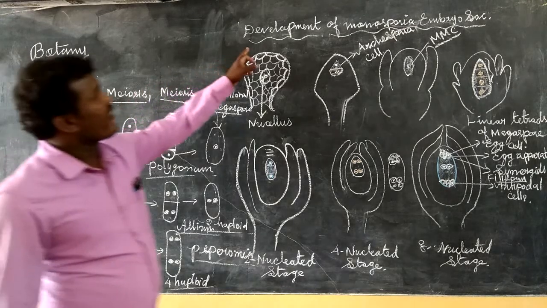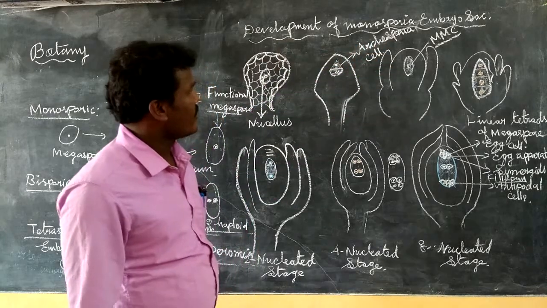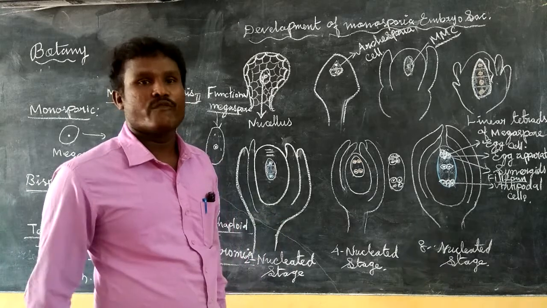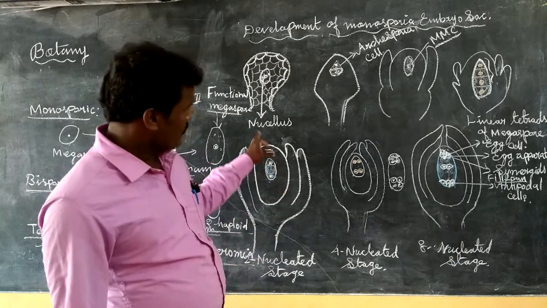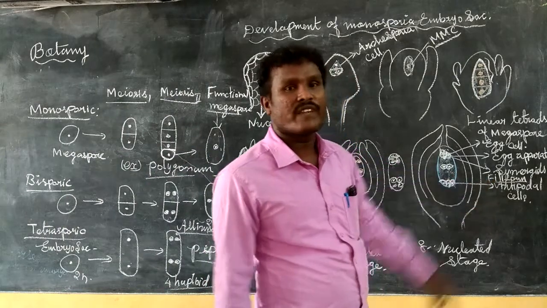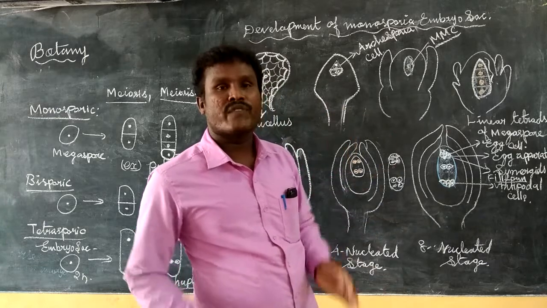Then, the development of the monosporic embryo sac: draw the diagram and explain it. It comes for 5 marks. Okay. Then for 2 marks: what are filiform cells and what is the main function of the filiform cells? So these are the questions which we expect from this topic.